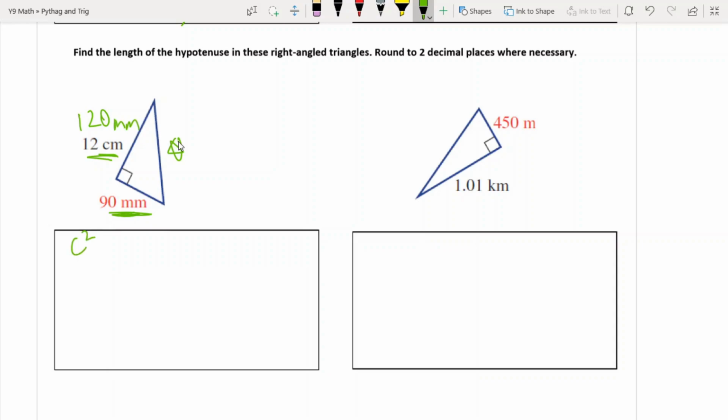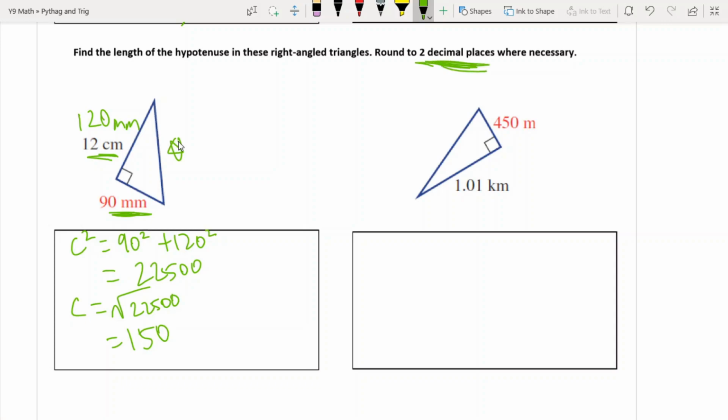So C squared would then equal 90 squared plus 120 squared. And pop those values in a calculator once again. And that gives us 22,500. And to get the length of C or the hypotenuse, we have to square root 22,500. And that gives us 150. And remember, the question tells you to round to two decimal places, so we need to include two decimal places even if they are zeros. All right, now you guys can take a minute or so to work on this final question on the right.